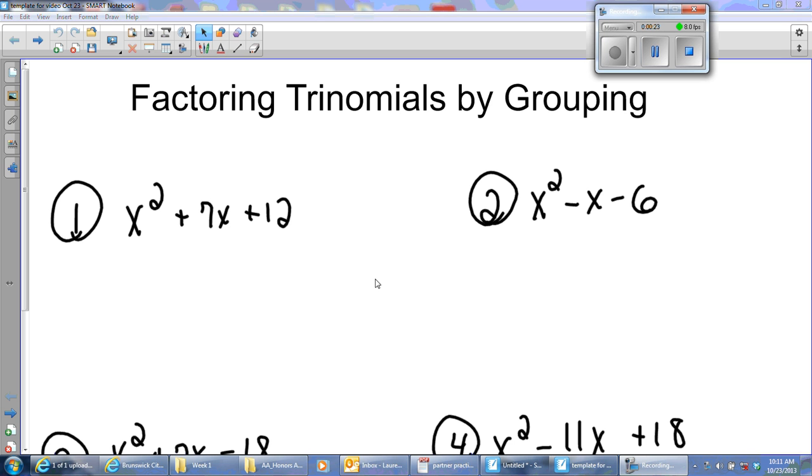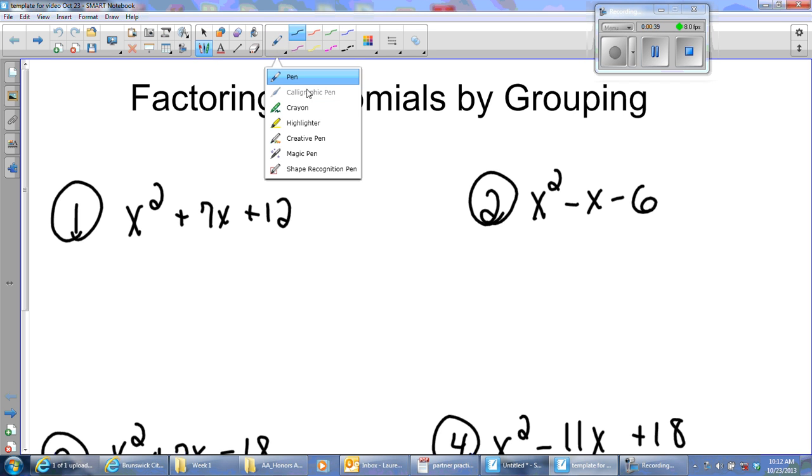Uh-oh, my Airliner is acting up here. Okay, not sure what's going on. Hold on one second, my Airliner is acting very strange. I think that means the battery is going dead, so I plugged it in. Anyway, it's working a little bit better now. Okay, let's see here. My calligraphy pen is missing.